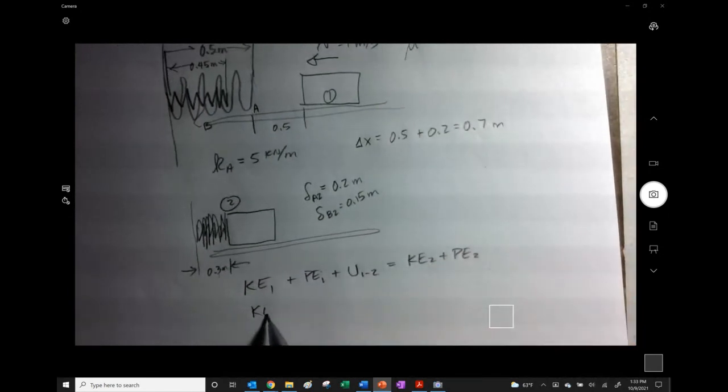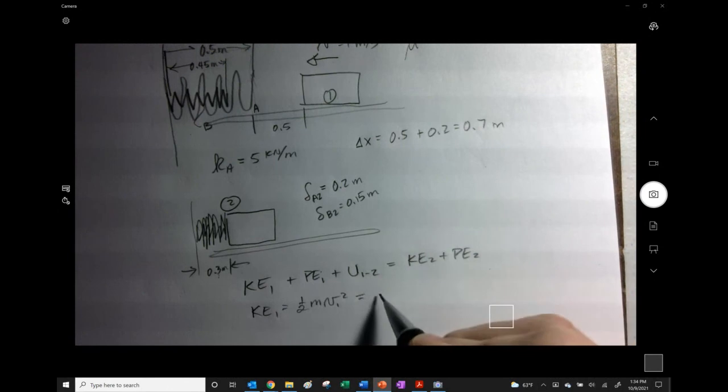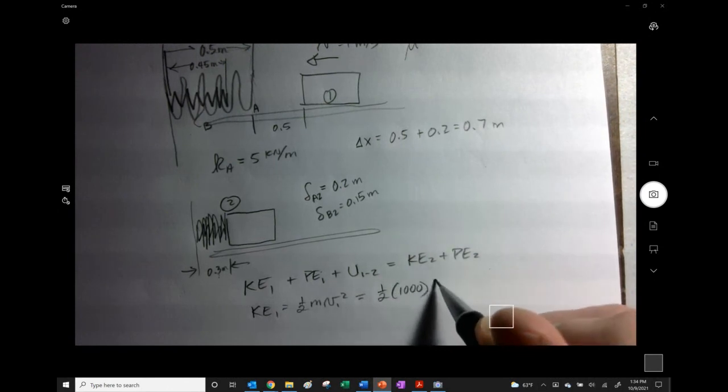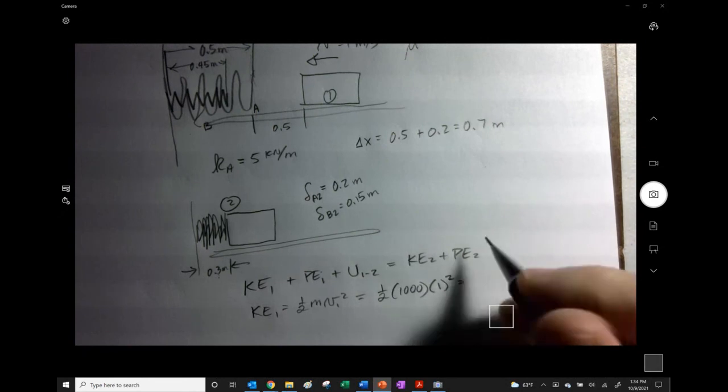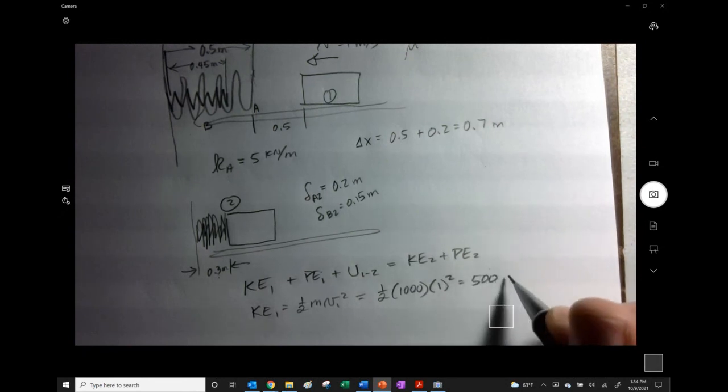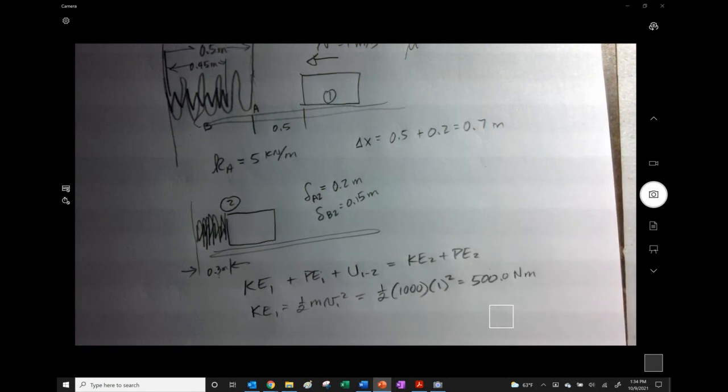Now, as I'm going down one at a time, KE1 is 1/2 mass times velocity 1 squared. So that's going to be 1/2 times 1000 times 1 squared. So I think I could do that. That's 500, right? Newton meters.